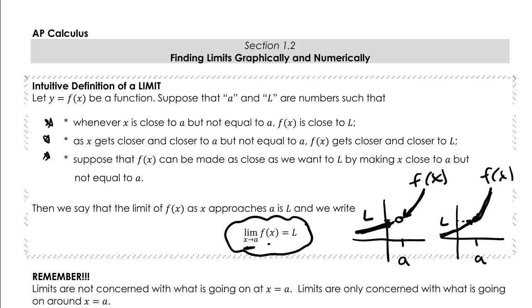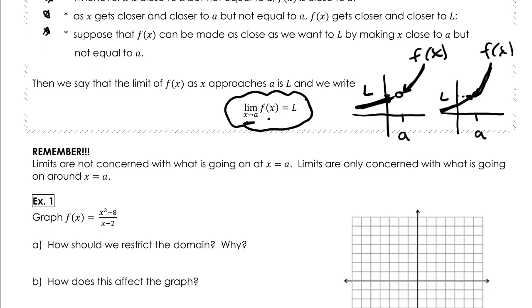Underneath this, remember, limits are not concerned with what's going on at x equals a. So who cares if the point at a exists in the first case or if it doesn't exist in the second case. Limits only care about what's going on around it, not about existence. So that's a big thing we're going to keep talking about today. Okay, on to example 1.